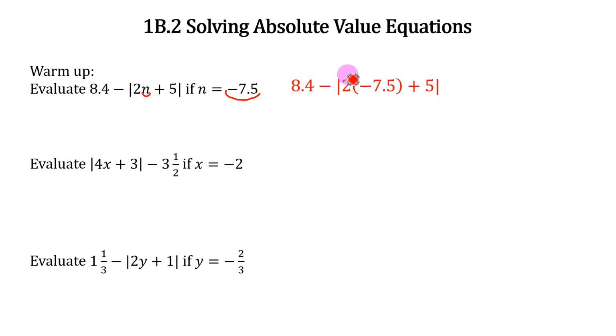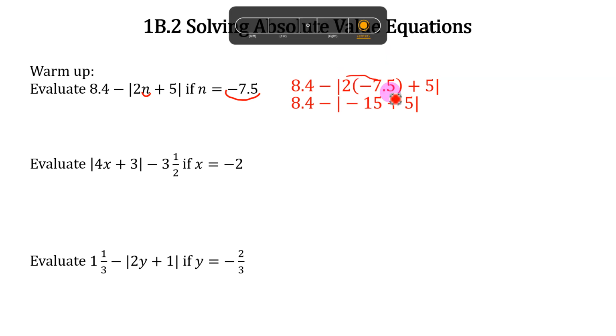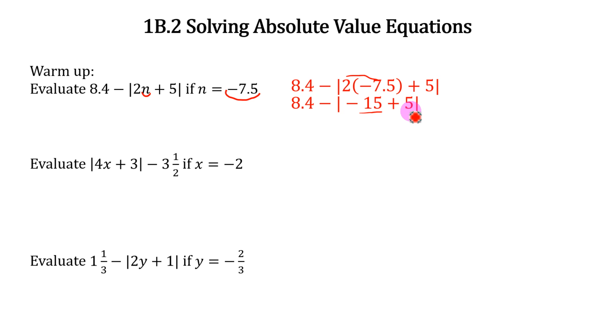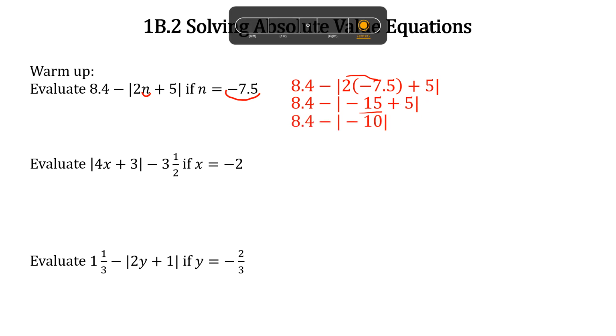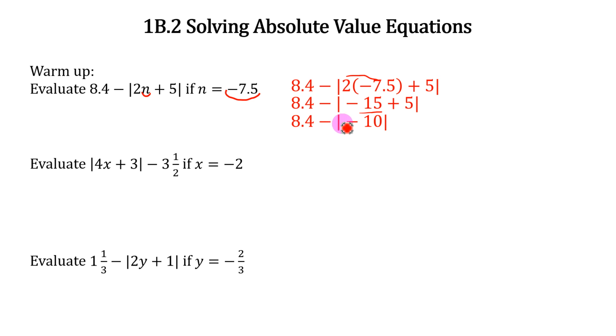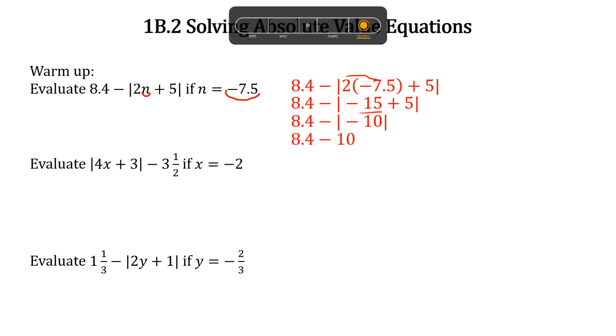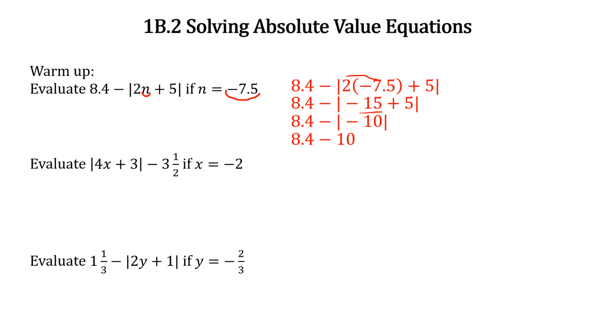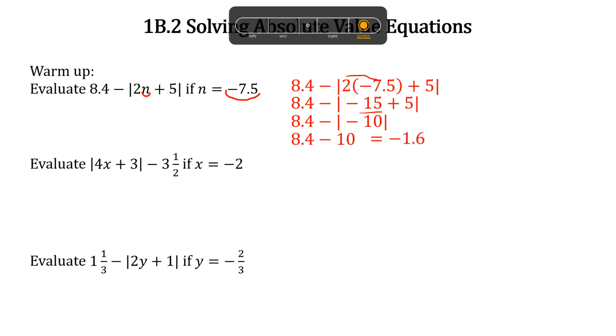So we're just going to process the inside part. 2 times negative 7.5 is negative 15. Negative 15 plus 5 is negative 10. And then the absolute value of negative 10 is 10. So this is just 8.4 minus 10, which gives us negative 1.6.